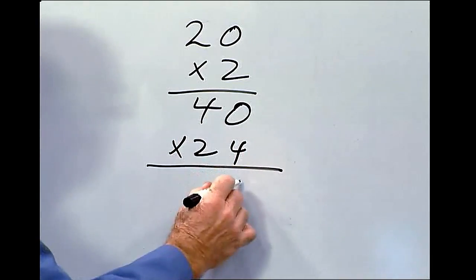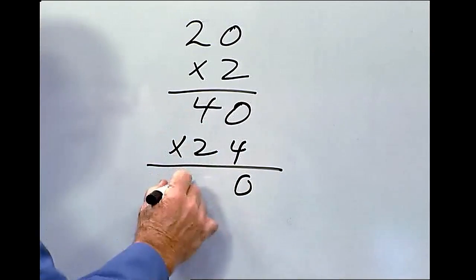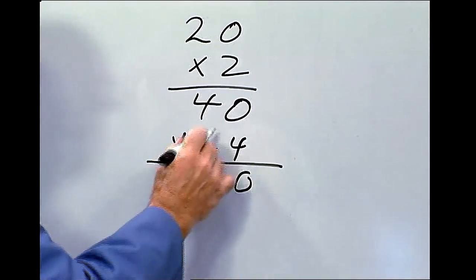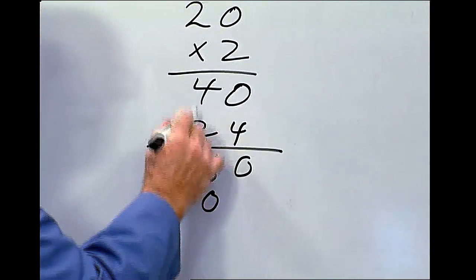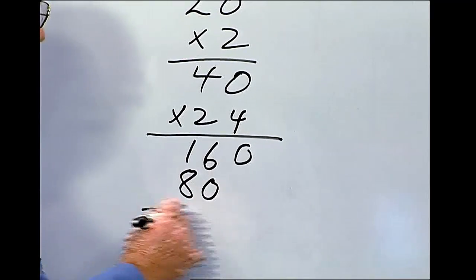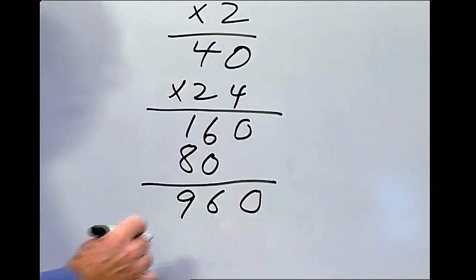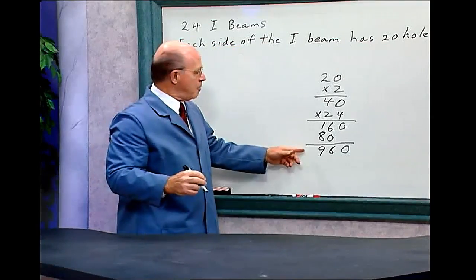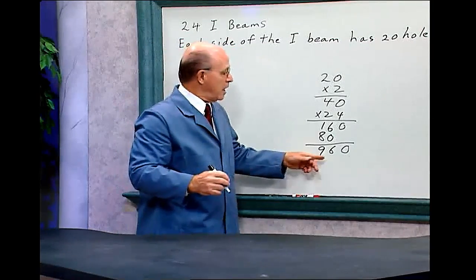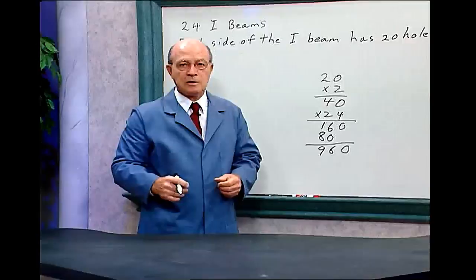4 times 0 is 0. 4 times 4 is 16. 2 times 0 is 0. 2 times 4 is 8. 0, 6, 9. So for the 24 I-beams, they need 960 bolts.